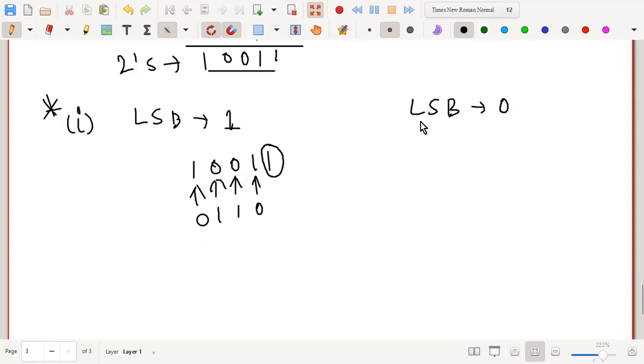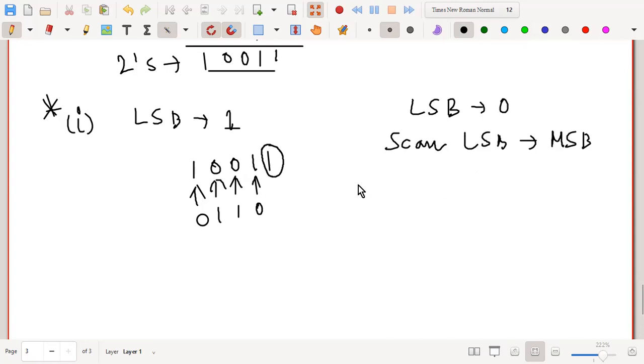The method is that if the LSB is 0, then its 2's complement is obtained by scanning the number from right to left. You scan the number from LSB towards the MSB, and you retain all the bits up to the occurrence of the first 1, and then complement all other bits. Let me give you an example.